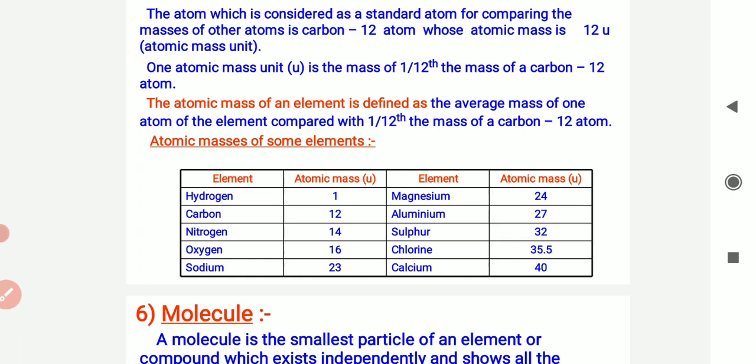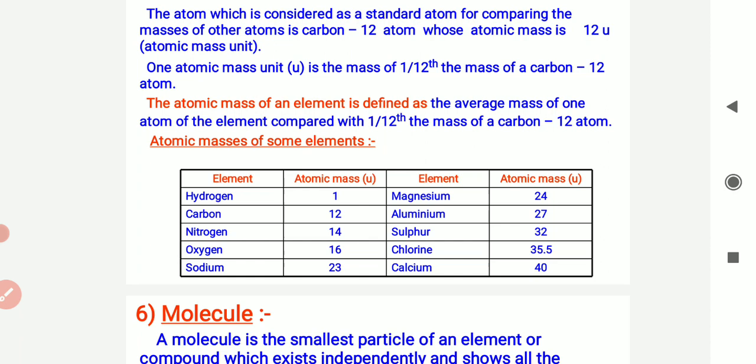Now let us discuss their atomic mass unit one by one for some elements, not more elements. Here we are going to discuss 10 elements. The first element is hydrogen, and its atomic mass unit is 1, only 1. Next one is carbon, whose atomic mass unit is 12.